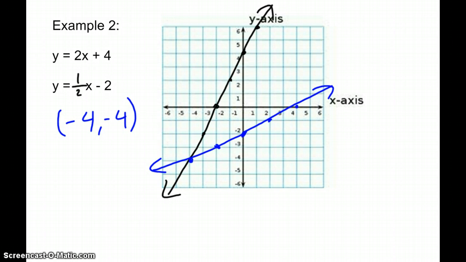So when you do your solutions to your systems, you may have to go into the negatives in order to find where the graphs meet. So this will be your homework today, is you're going to have to graph two equations and find the solution to that system. Find the point where they both meet.